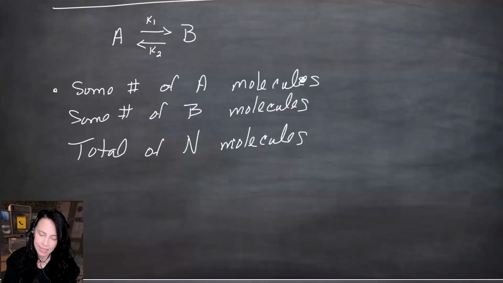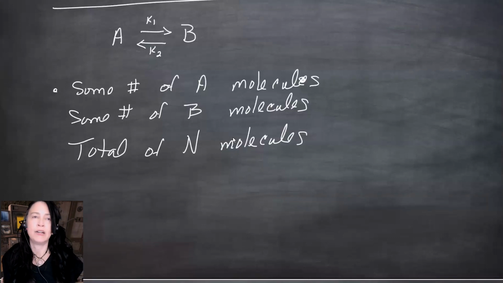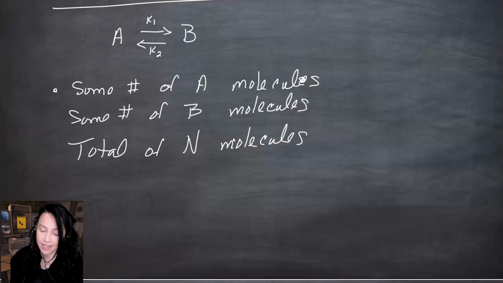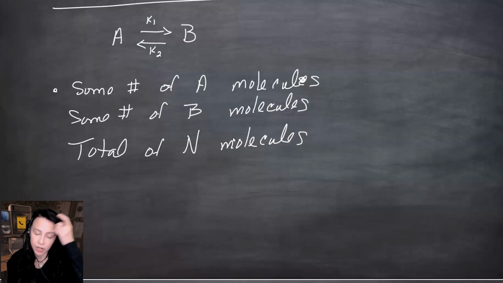And each A molecule, so you have them stirred into a container, each A molecule is racing to turn into a B molecule. And they're exponential races. That is the general assumption behind a basic chemical reaction network.